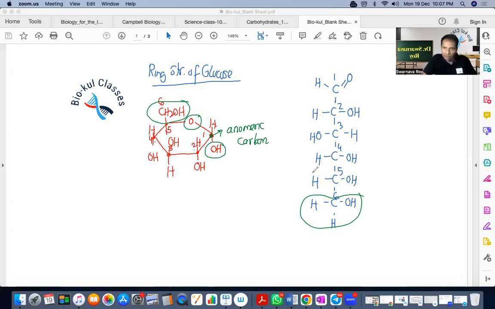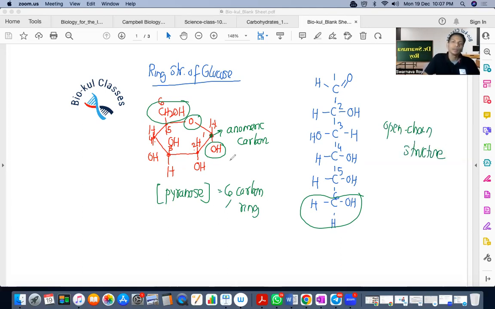So this is the open structure, and this is the closed ring structure. Okay. We call this the pyranose structure. So this 6 carbon ring is also called the pyranose structure, and this is the open chain structure.